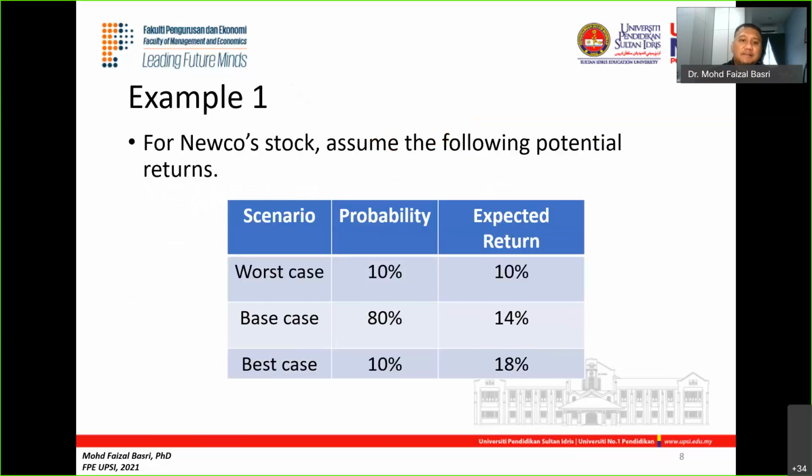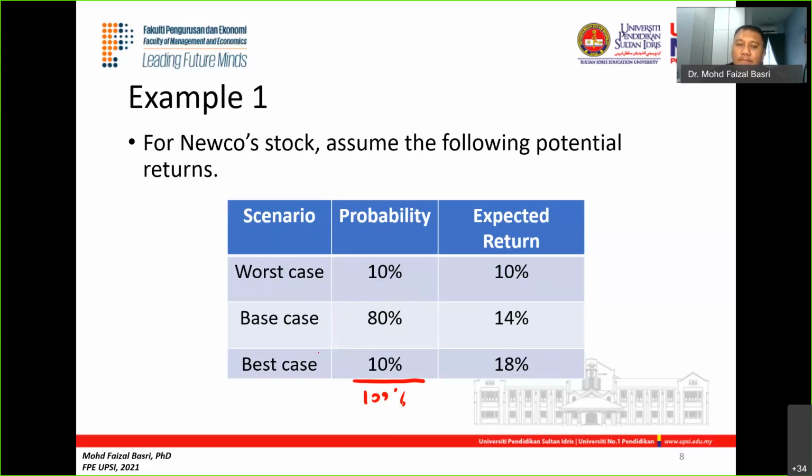So for example like this, we have three scenarios, just like what I showed you earlier. This one uses the words worst case scenario, base case, and best case scenario. The probabilities are 10%, 80%, and 10% respectively. If you combine all, it gives you a total of 100%. This probability must be 100% or 1.0. And we also have respective returns for the worst case, base case, and best case scenario.